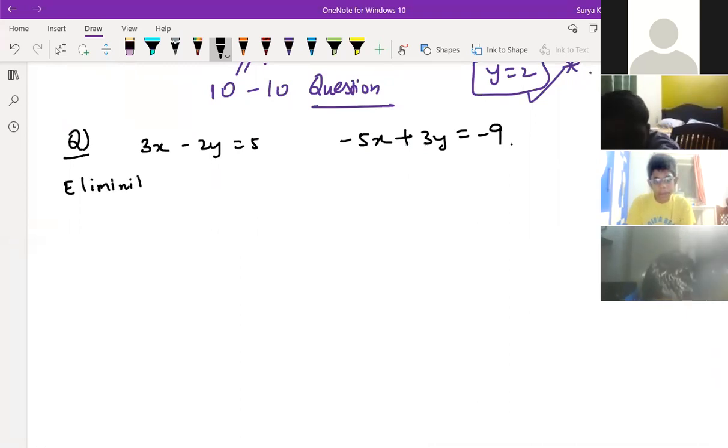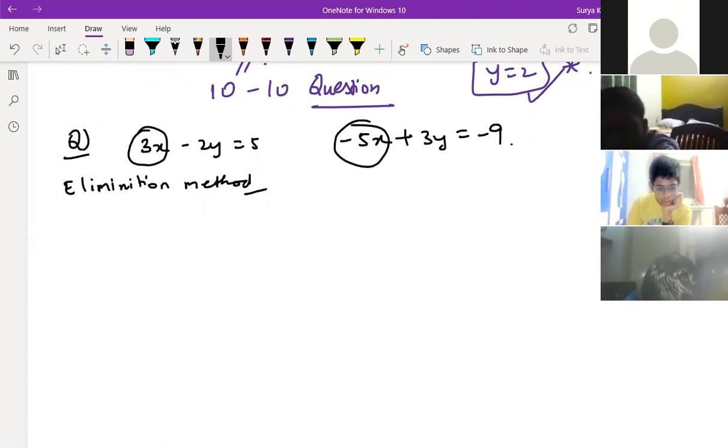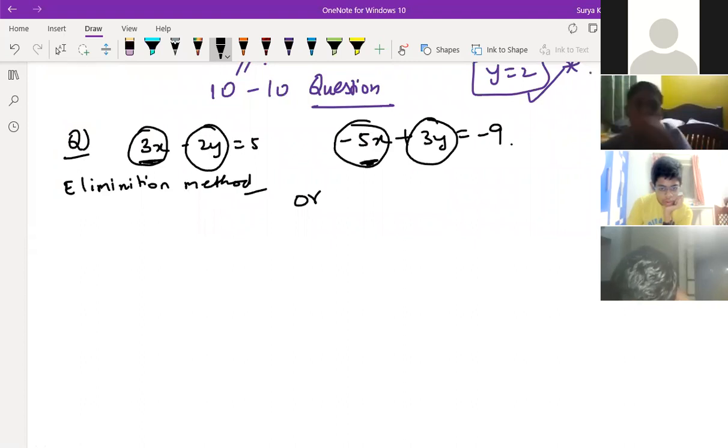Elimination method. Here we are trying to find that either both x should match, this 3x and this 3x should match. Don't bother about sign, children, right now. Just bother about only the same thing. This here is 3x, so this also should be 3x, or this is 2y, here also should be 2y. We have to match any one. Either you match x or you match y by somehow multiplying or dividing.